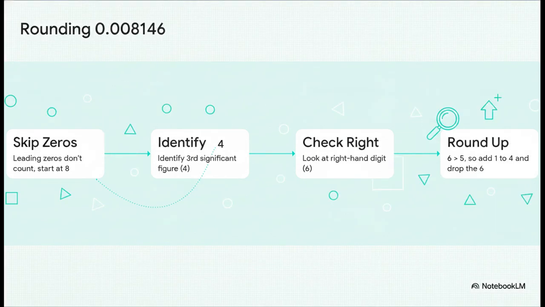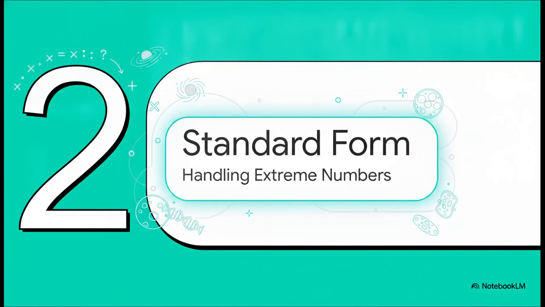Okay, now let's try a decimal. We're going to round 0.008146 to 3 significant figures. Remember that 5th rule we talked about? Leading zeros aren't significant, so we completely skip those zeros and start counting at the 8. 1, 2, 3. Okay, our 3rd significant figure is the 4. Next, look to the right. We see a 6. Now, because 6 is greater than 5, we bump up that 4 by adding 1, making it a 5. And since this is a decimal, we just drop that trailing 6 entirely. We do not replace it with a 0. That gives us a precise answer of 0.00815.